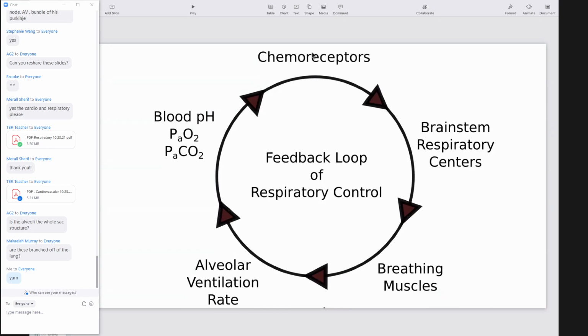The chemoreceptors will relay information to the brainstem respiratory centers. If you think back to the medulla, right? So the medulla is going to send signals to the breathing muscles, the diaphragm, the intercostals, to either slow down or speed up breathing. Slowing down or speeding up breathing on the muscular level changes the alveolar ventilation rate. And the alveolar ventilation rate will change the blood pH by changing the partial pressure of these gases.